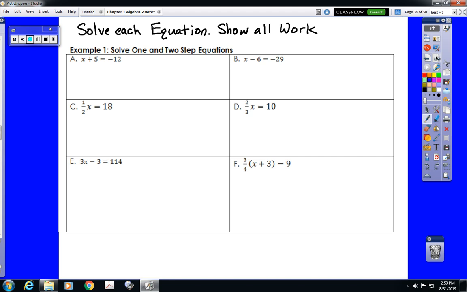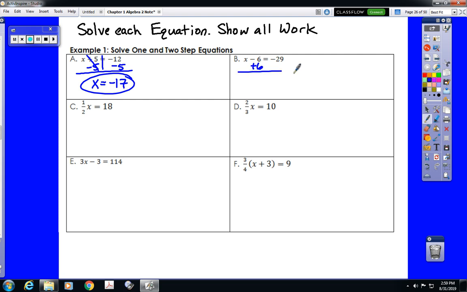So in A, we have x plus 5 equals negative 12. In order to solve that for x, we need to get rid of the plus 5. Fortunately, the subtraction property of equality says that I can subtract anything I want from both sides of the equation. So I subtract 5 from each side, which cancels out the positive 5, and leaves me with x equals negative 17.